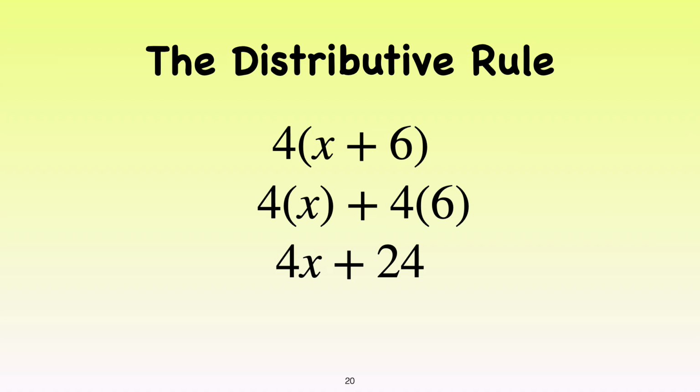Say that out loud to yourself. A group of x and 6 and 4 such groups is 4 x's and 4 6's, or 4x and 24. That's how you might be able to read each one of those lines.